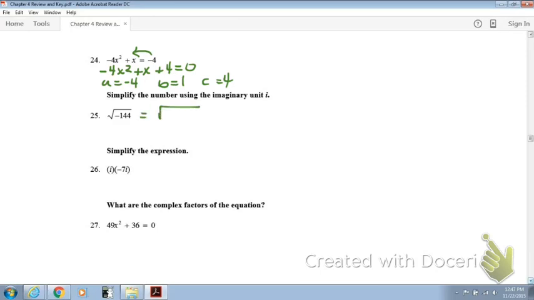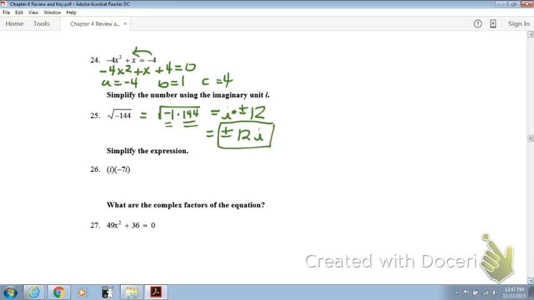Number 25, we're going to simplify with imaginary numbers. Basically, you take out a negative 1, and so I have negative 1 and 144. Well, the square root of negative 1 is i, and the square root of 144 is plus or minus 12. Now I don't want to put i times plus or minus 12. I want to put plus or minus 12 and then i at the end, so that's my answer.